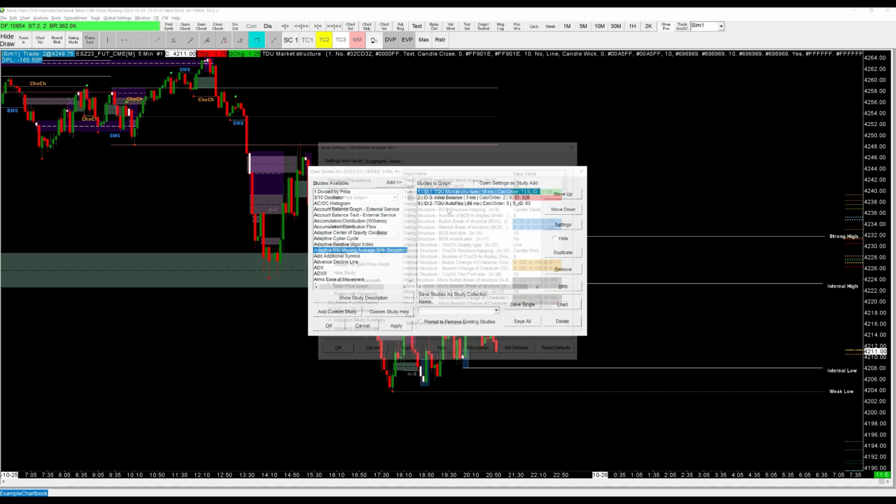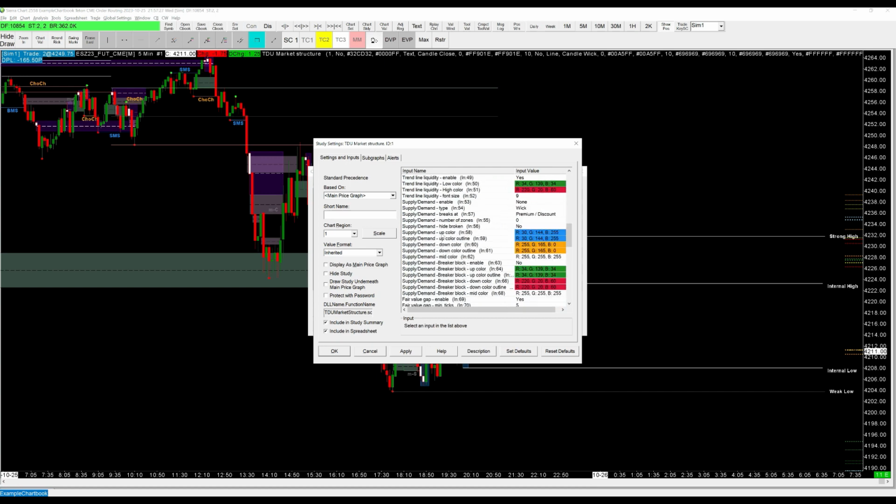Put as many of those on as you like. You can put them all on and keep them on. Maybe your focus is on breaker blocks, that's what you prefer, or supply and demand zones. So all that same flexibility is available to you here. You just get to it differently. It's really the only difference.